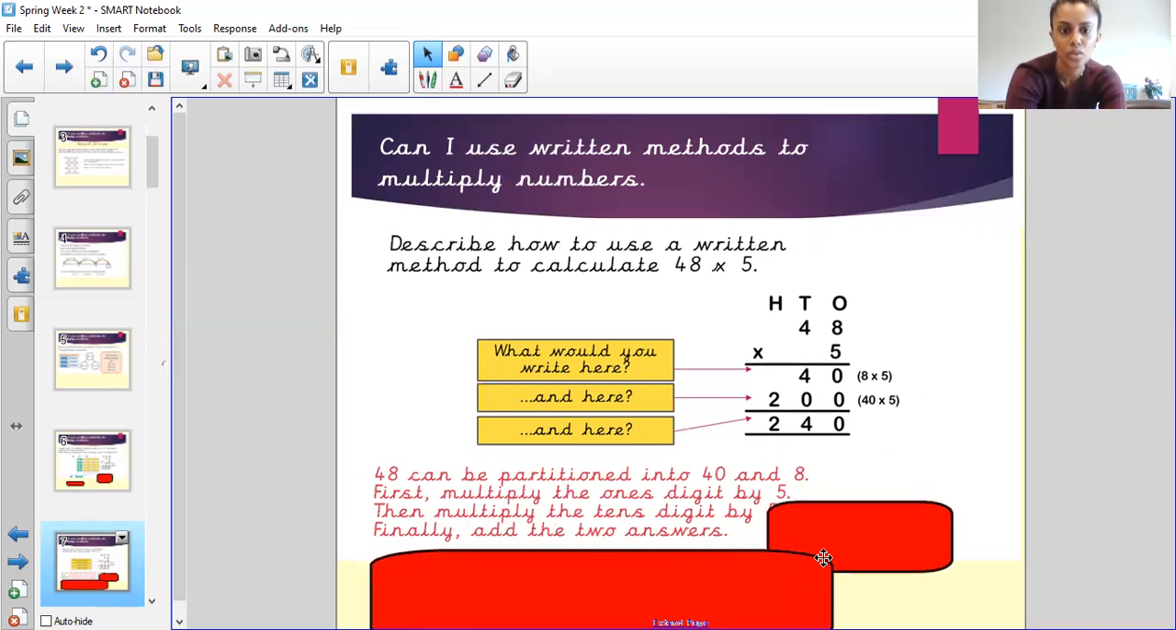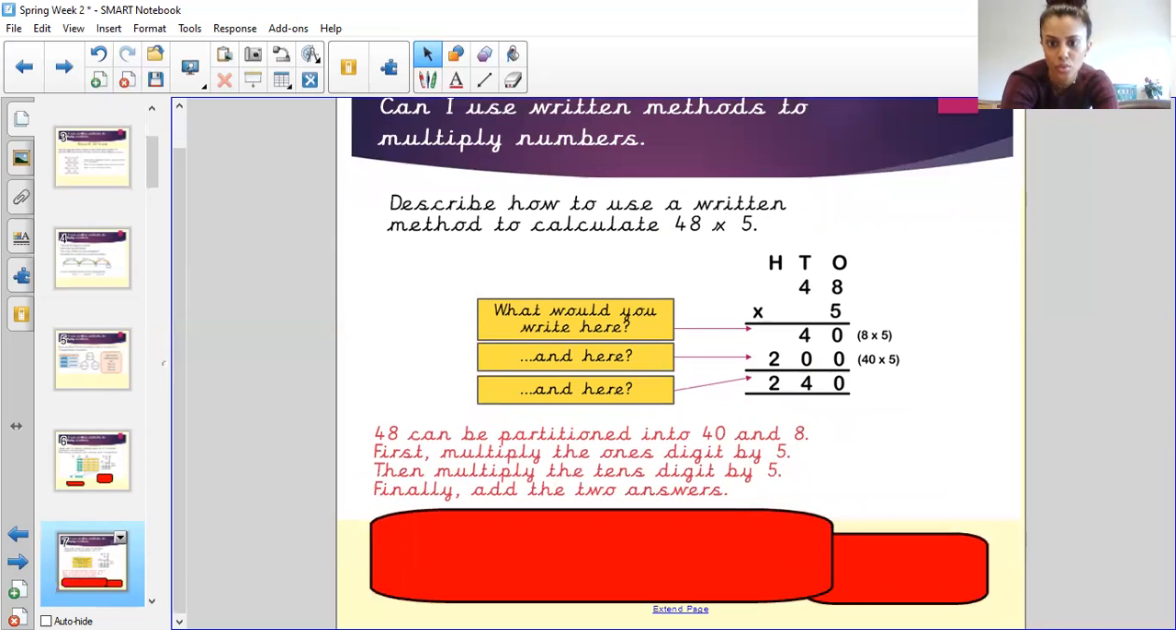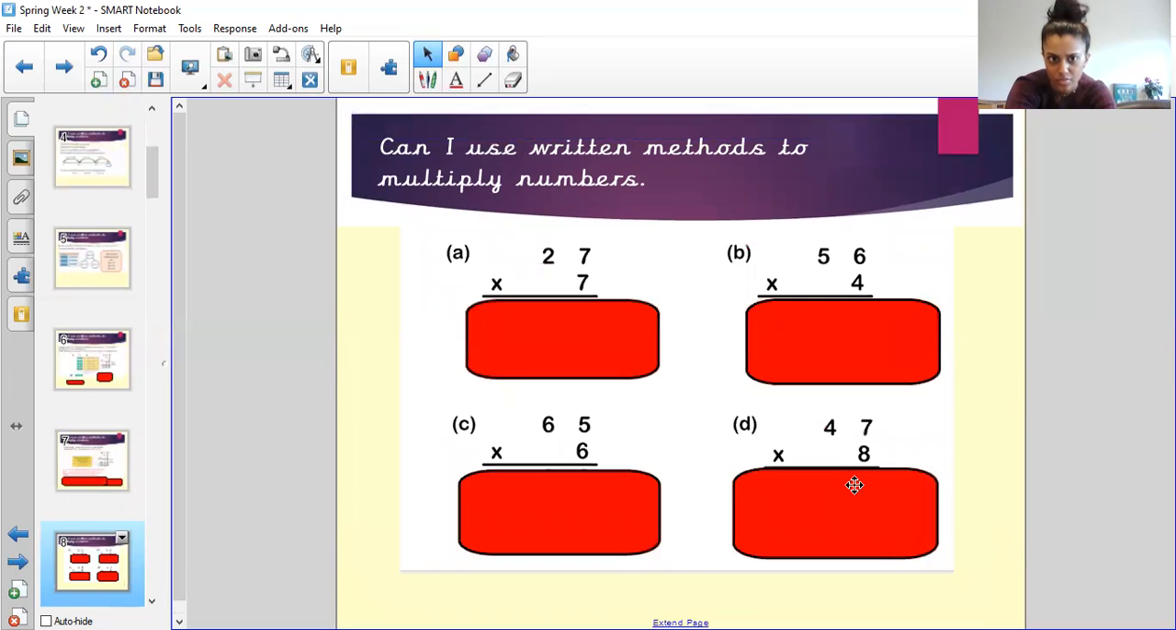So it says here 48 can be partitioned into 40 and 8. First, multiply the 1s digit by 5, of course, because that's what you're multiplying by. Then multiply the 10s by the 5 digit, and finally add the 2 answers. So here are the questions which I would like you to try. Remember, you can pause the video, press play, and I will then reveal the answers to you.